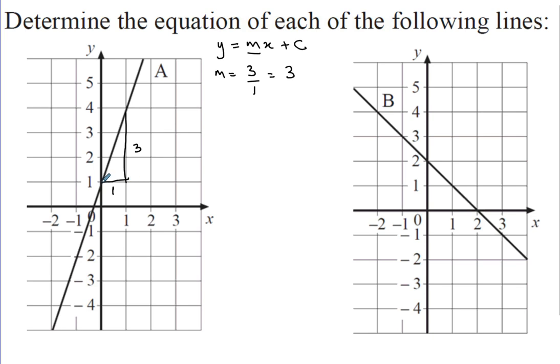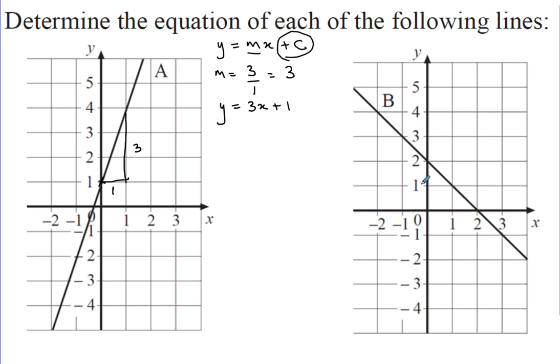And again, when you're doing the nth term, you can see for every one pattern number, it goes up 3. Okay, so the first part of your equation is y equals 3x. You know your c is your y-intercept, so it's where it cuts the y-axis, so it's at 0, 1. So you've got y equals 3x plus 1. Easy, isn't it? Okay, let's find the equation of line B.